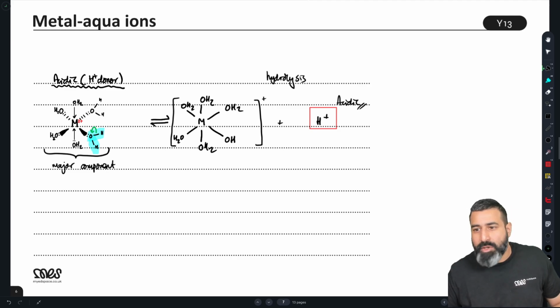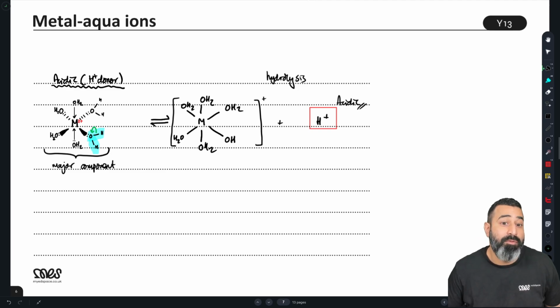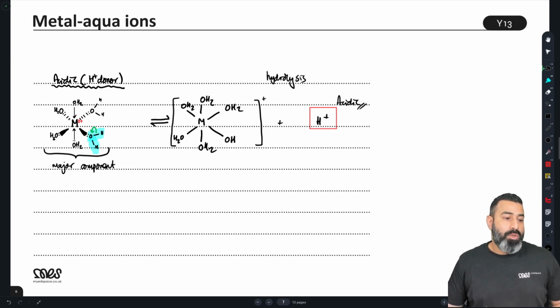What sort of pH are we talking about? Typical pH around pH 6, so weakly acidic. But if we increase the charge on the metal center to make it sort of 3+ or 4+, then the acidity increases, so the pH drops. So we're making it more acidic. So metal aqua ions can also react with bases. So we need to know the reactions with hydroxide ions being added or ammonia being added in solution.